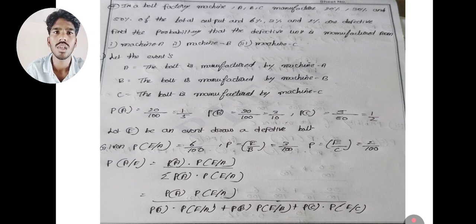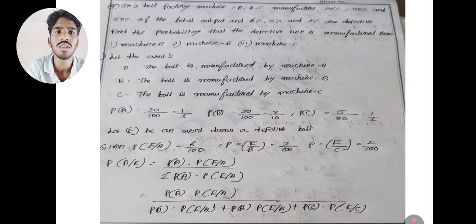Let the events be: A equals the bolt manufactured by machine A, B equals the bolt manufactured by machine B, and C equals the bolt manufactured by machine C. You can convert into probability by dividing by 100. First we find the probability of machine A, whose efficiency was 20%, so we divide by 100 and get 1/5. Similarly, the probability of machine B is 30/100, which is 3/10, and the same for machine C, which has 50%, so 50/100 gives 1/2.